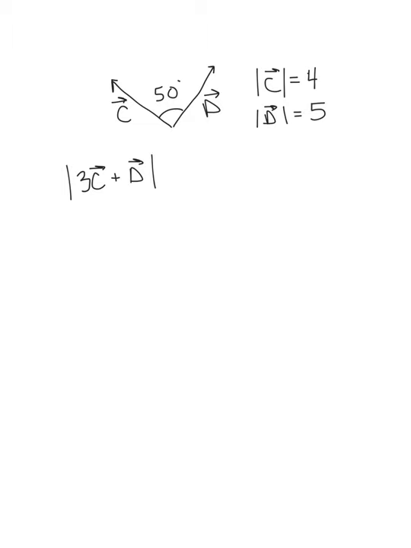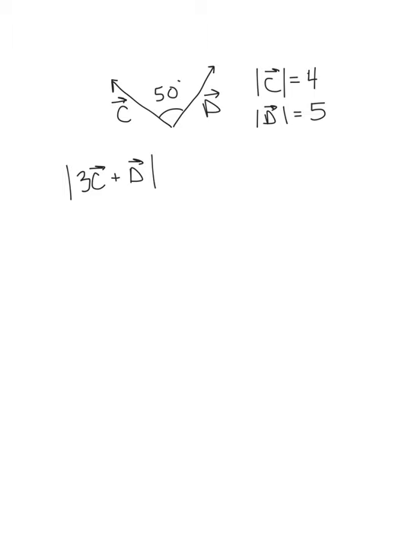Okay, so here is the question you described. We have vector C and vector D that make an angle of 50 degrees. Notice they are tail to tail, which they need to be in order to find the angle between them. The magnitude of vector C is 4, and the magnitude of vector D is 5.